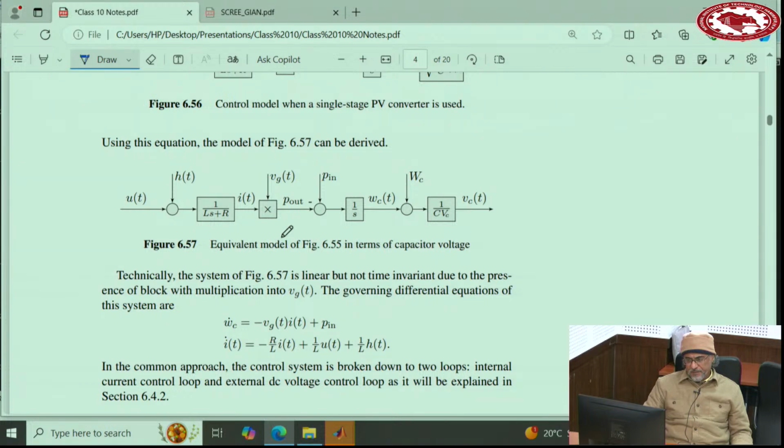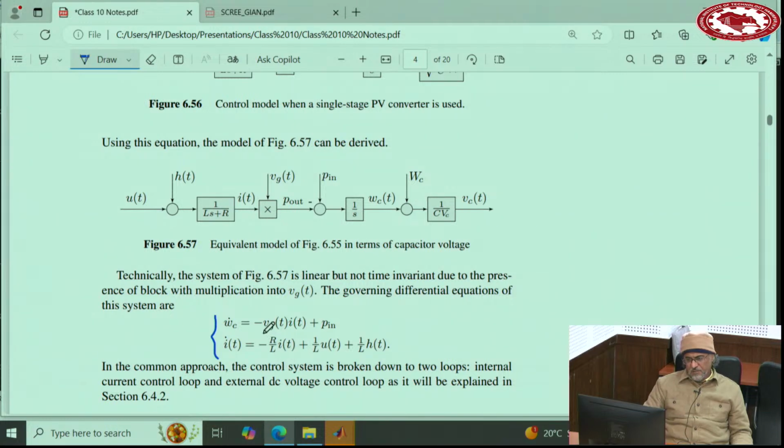Okay. So again, one more time, the equations of this system. We have omega c, that's the energy. Derivative of that is P in minus P out. P out is Vg into I, and I dot is this one. So this system has two equations. It's still not linear.